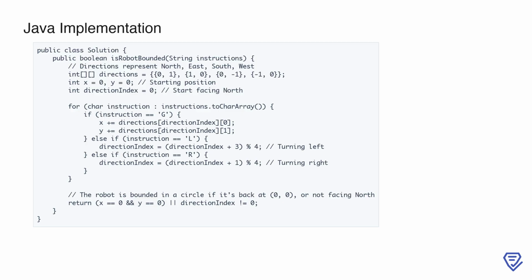This is the Java implementation of the LeetCode problem number 1041, robot bounded in circle. The logic mirrors the Python implementation, where the robot's movement is tracked using a direction array and coordinates. Key differences include the explicit use of Java syntax for arrays and loops, and the type declarations for variables. The solution determines if the robot is bounded in a circle by checking if it returns to the origin or ends up facing a different direction after processing all instructions.